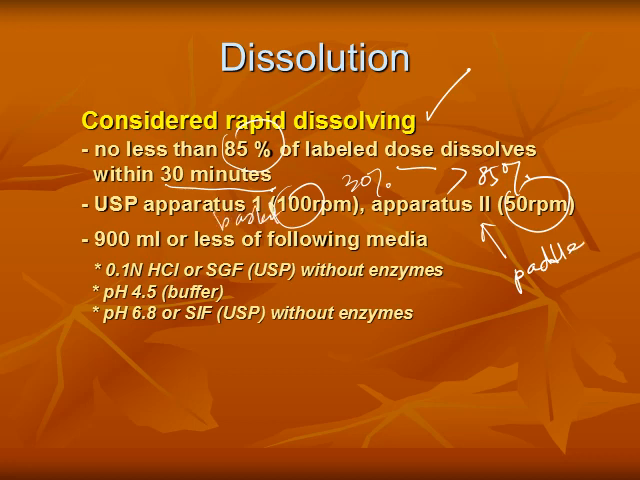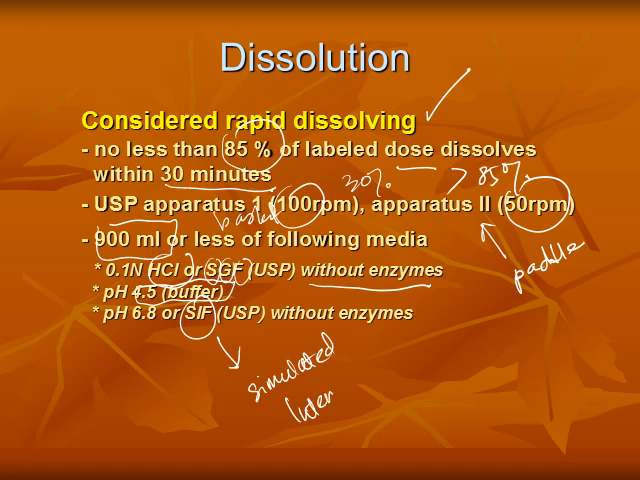Okay, and the guideline for the medium will be 900 ml of medium, either using simulated gastric fluid or HCl without enzyme, or they can use phosphate buffer depending on the absorption site of the drug, or they can use simulated intestinal fluid as well, without enzyme.